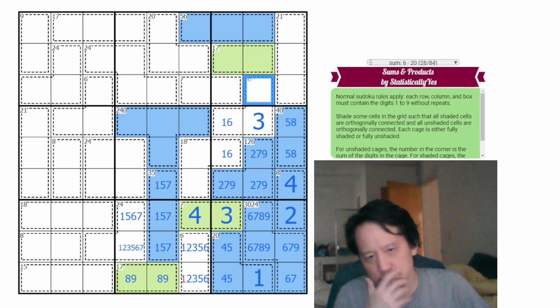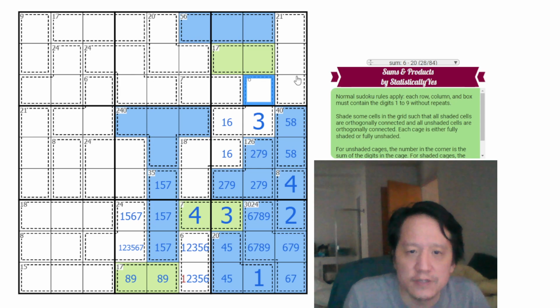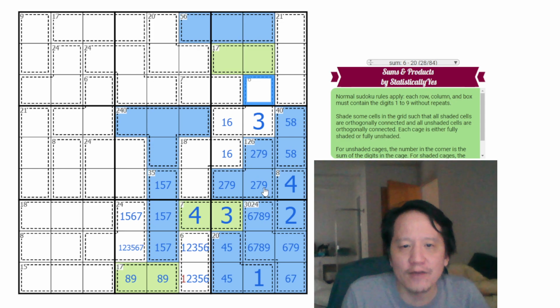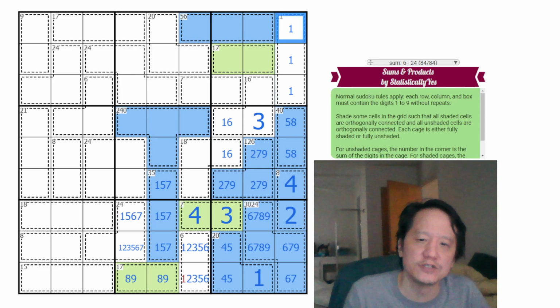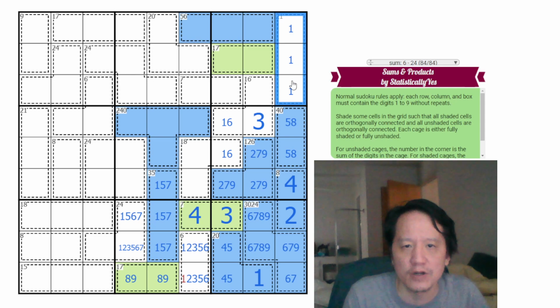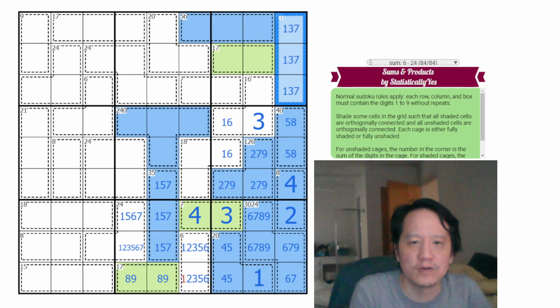Okay. 3, 6. This would have to be 7 if it's a sub. I don't know if it's a sub. 21. This is 1. This has to have a 1. Since this has to have a 1, it cannot be addition. So this is product. So this has to be 1, 3, and 7.